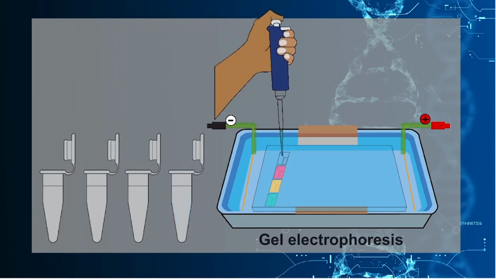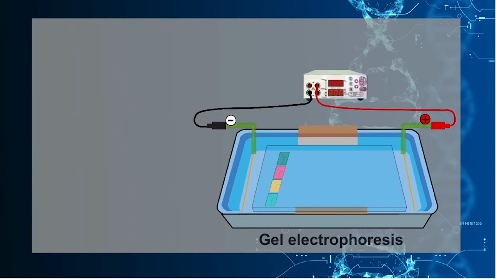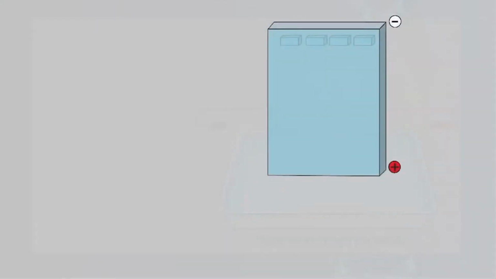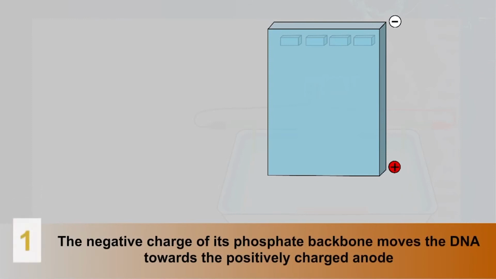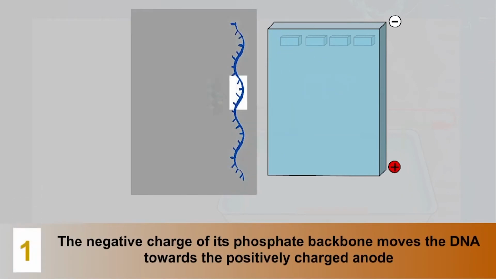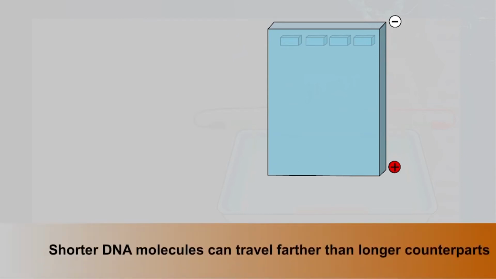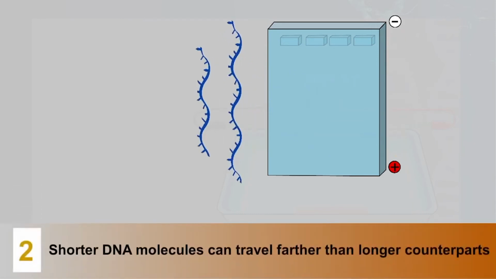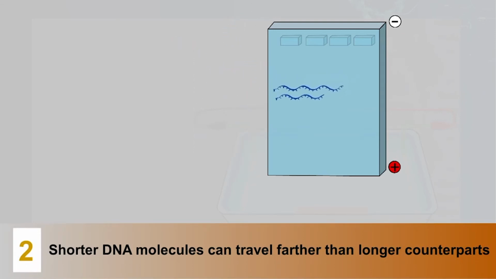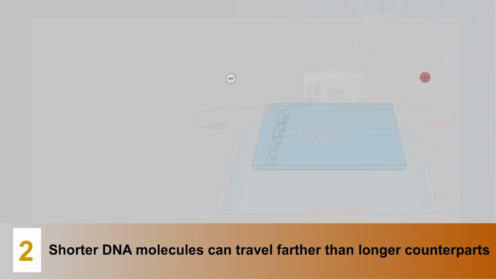So you load the four reactions, then you connect it to the power pack and you turn it on. When you turn it on, the DNA is going to run from the negative to the positive electrode, because the DNA has a phosphate backbone, and that gives the negative charge to the DNA. Because of the negative charge, it goes towards the positive electrode in the gel electrophoresis. And you know that this migration is inversely proportional to the size of the DNA. So the smaller DNA will run faster and the larger DNA will run slower.